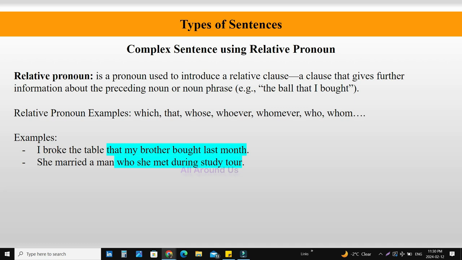Example: I broke the table is an independent clause. That my brother bought last month is a dependent clause, and that is the relative pronoun. In the same way: she married a man who she met during the study tour.